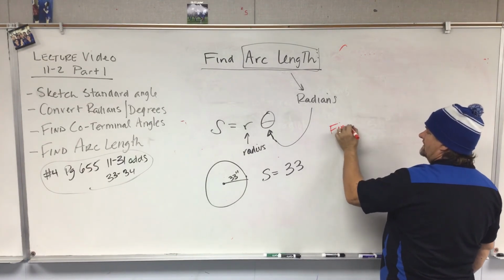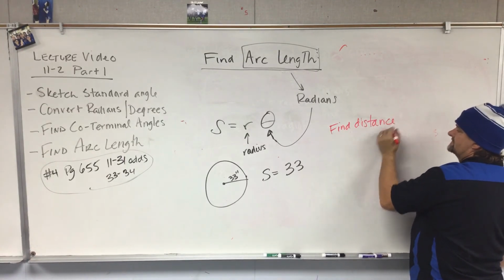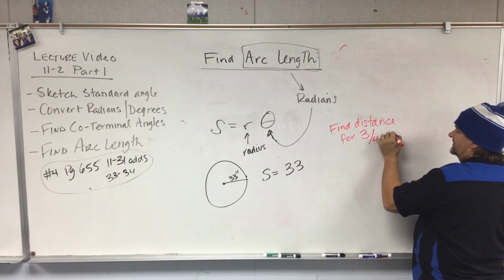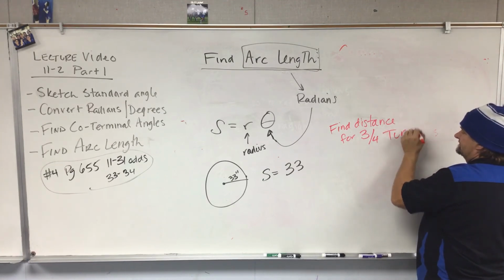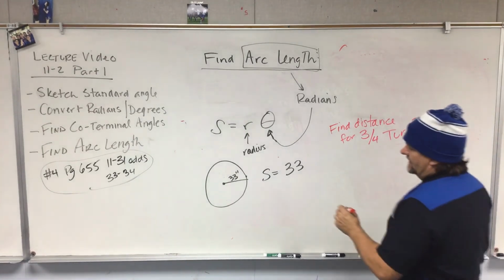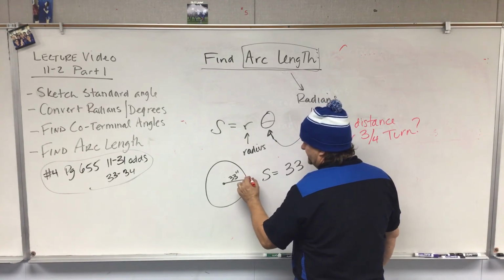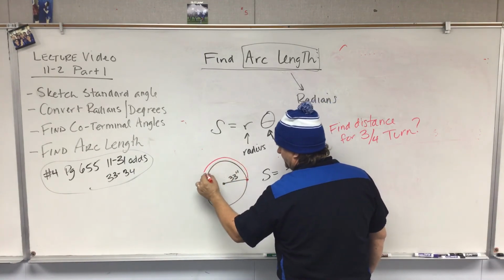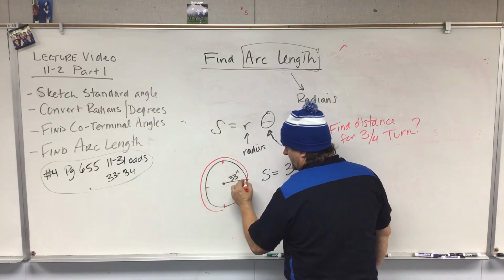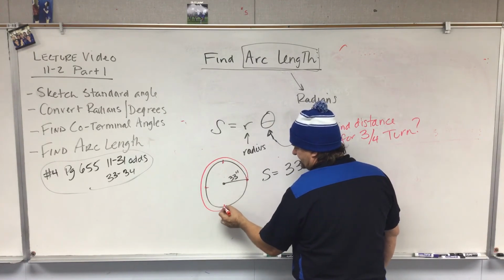So if this goes, let's say, find the distance for 3/4 of a turn. So if it's find the distance for 3/4 of a turn, let's just assume it starts right here. If this turns 3/4 of a circle, it's coming to right there. 1/4, 1/2, 3/4, and it's going to stop.